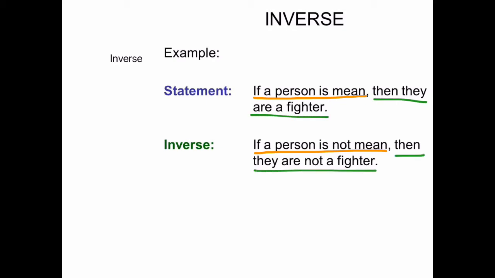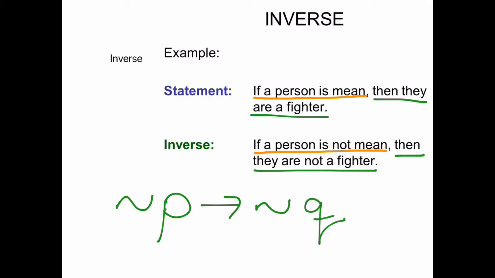So then they are not a fighter. So the inverse keeps them in the same order but negates both sections, the hypothesis and the conclusion. So in geometry, you would write an inverse as not P. If not P, then not Q. And that's how you would write an inverse.